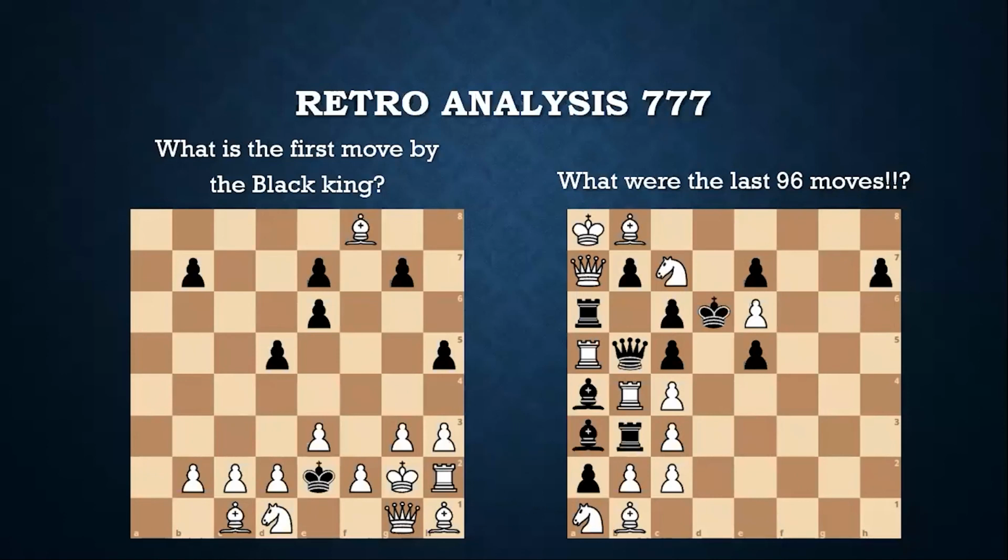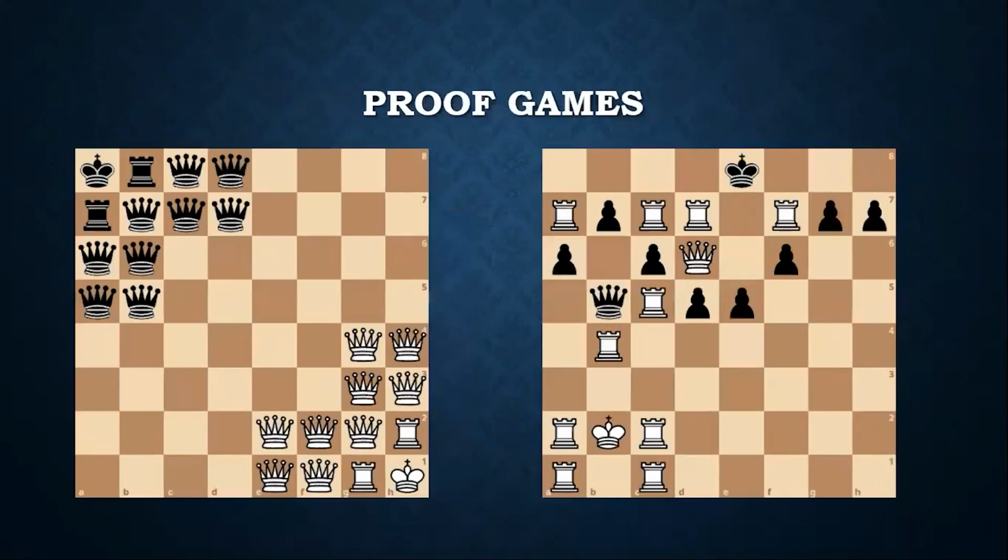So what is happening here? The first position on the left side, how did the black king reach there? That in itself is very hard to decode, but even crazier is the problem statement. You can figure out what is the first move by the black king, and on the right side you can figure out what are the last 96 moves of this game. And so that's pretty much my last slide. I have a few other examples of crazy what are called proof games.